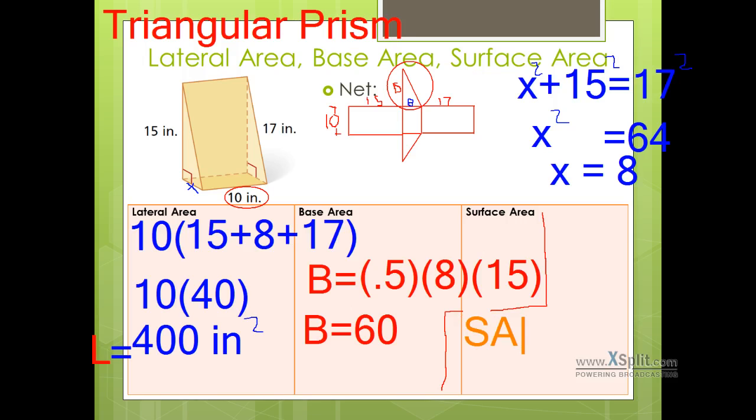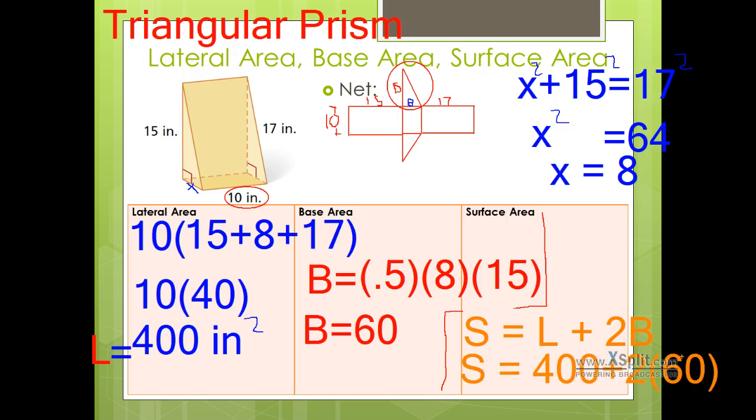We'll say surface area, S, is equal to lateral area plus a couple of bases because we have a base on top and a base on bottom. So we could say that's 400 plus 2 times 60. 2 times 60 is 120. 400 plus 120 will give us a total surface area of 520 inches squared. That's the area around the whole figure.